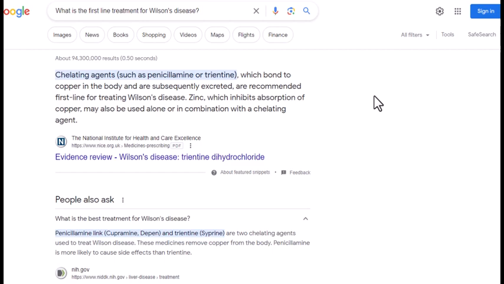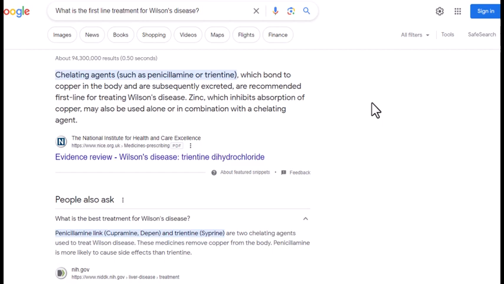So what happens in Wilson disease? We have accumulation of copper in the body, we have overload of copper in the body. So the basic theme here is that we have overload of copper in the body, we have overload of copper in the blood. So what will be the first line treatment to remove that excess copper from the body?